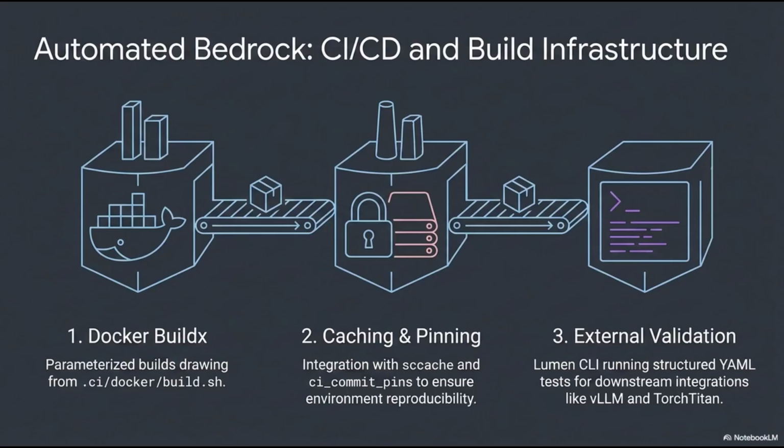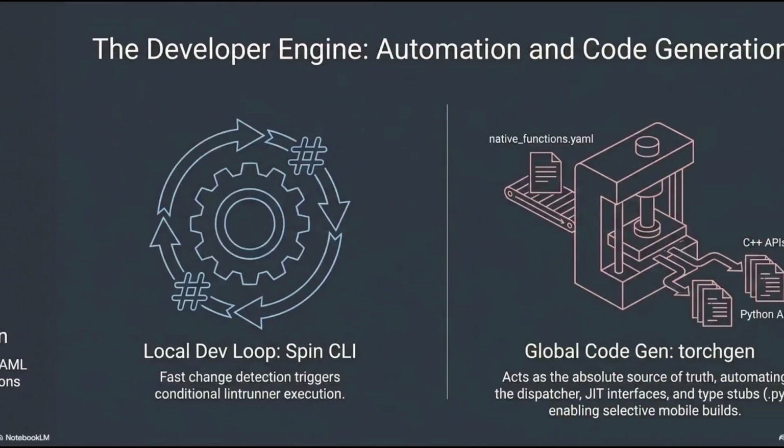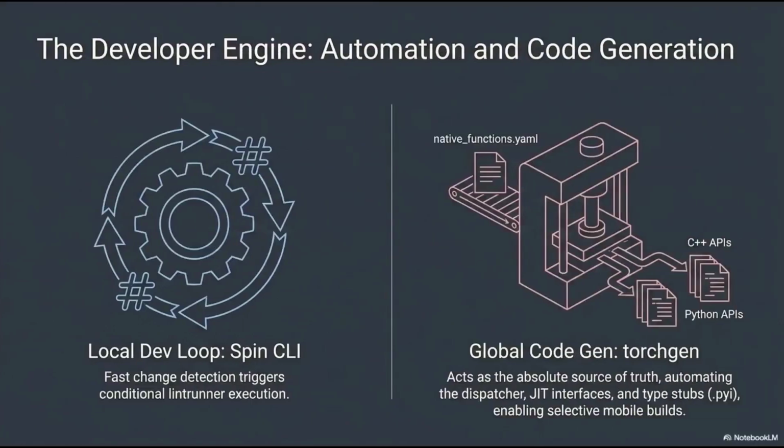The final stage involves external validation. During this phase, the Lumen CLI runs structured YAML tests. These tests are vital for confirming seamless integration with downstream components like vLLM and TorchTitan, ensuring the reliability and compatibility of our outputs. Our developer engine is fundamentally built on strong automation and code generation capabilities.